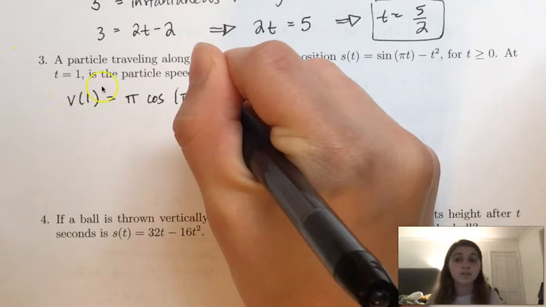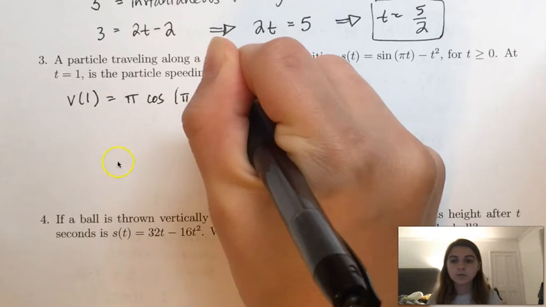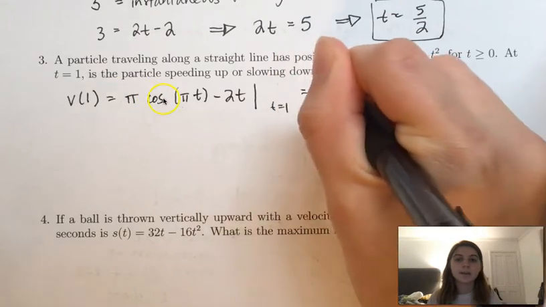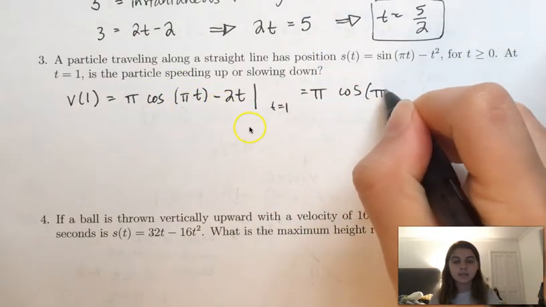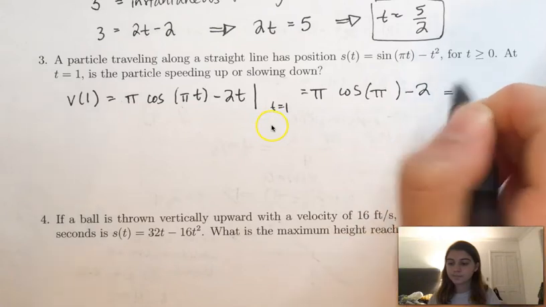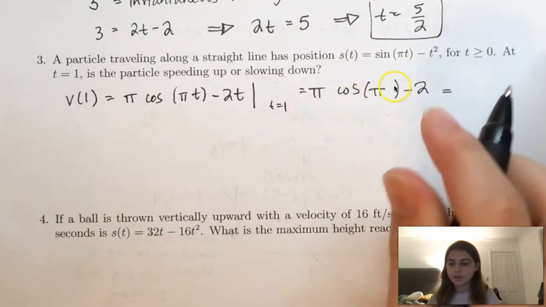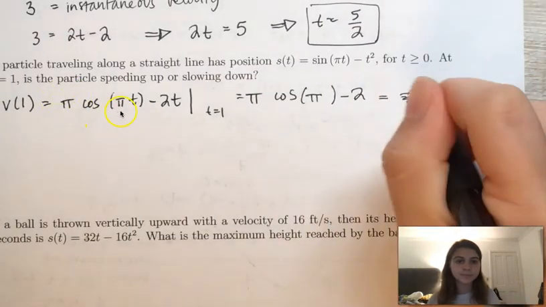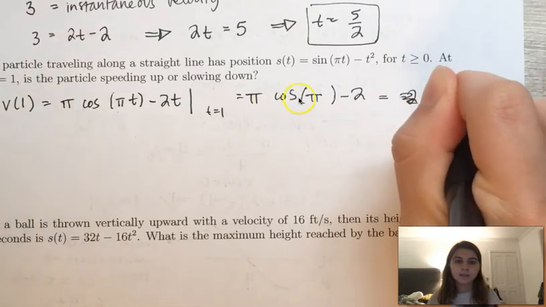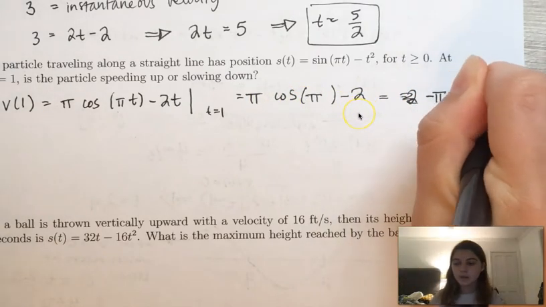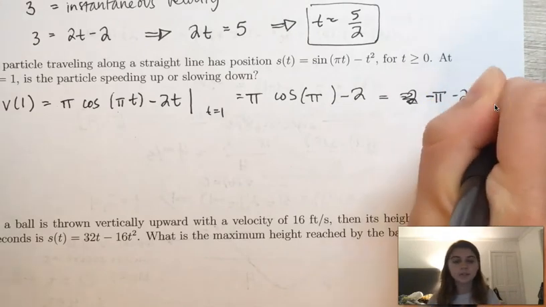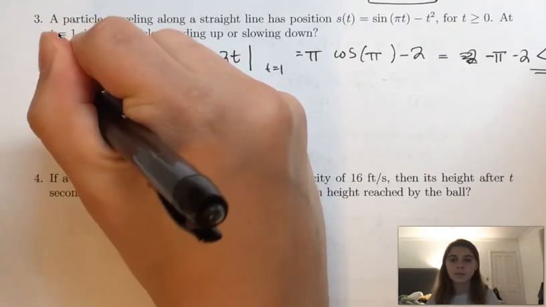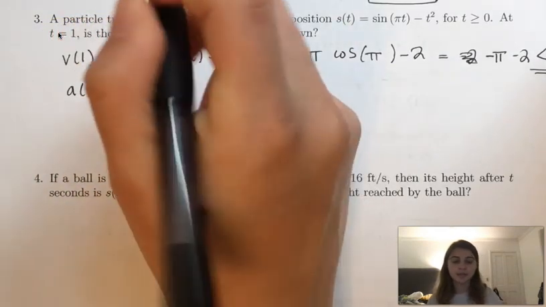So first we're going to take velocity at t equals 1. That's the first derivative here, which gives us pi cosine of pi t minus 2t. And if you don't remember, cosine pi is negative 1. And this pi comes from the chain rule. So that's pi times negative 1 minus 2. So we got negative pi minus 2, and that is less than 0. So the velocity at t equals 1 is negative. Remember, we're really just looking for the sign for velocity and the sign for acceleration.